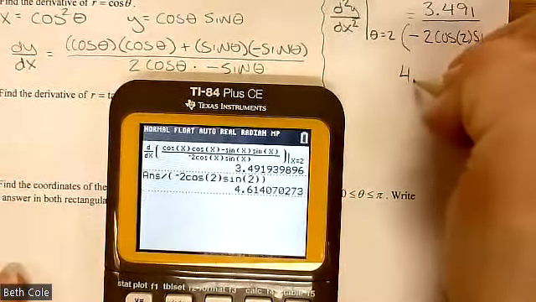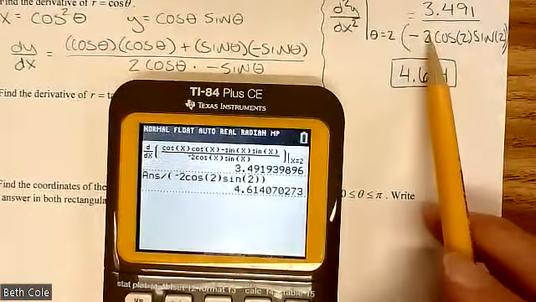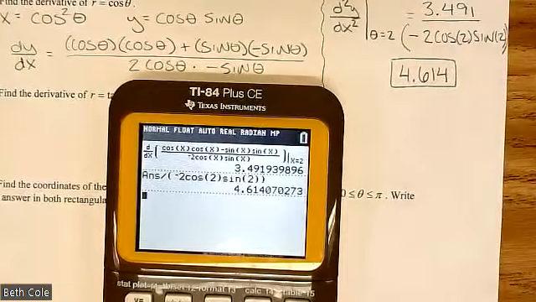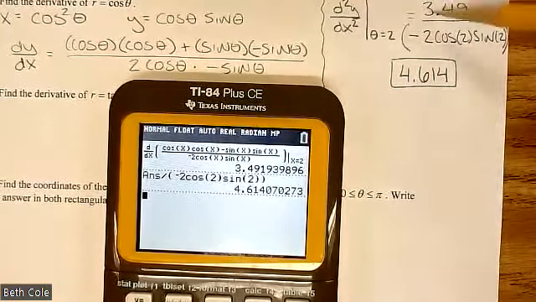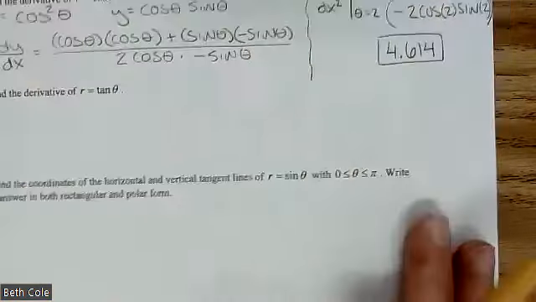4.614. Be super, super careful with your calculator. I typed it all correctly, except I forgot to put that 2 in. And my answer is wrong. So anyway, the point is, do the derivative of what you just had and then divide by dx/d theta again. Let's try another one.